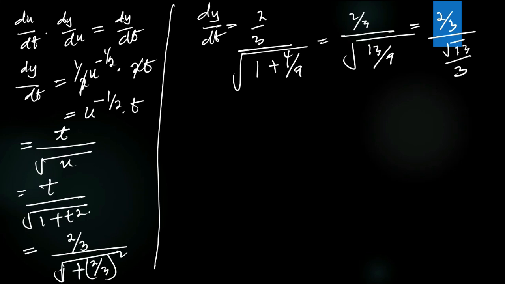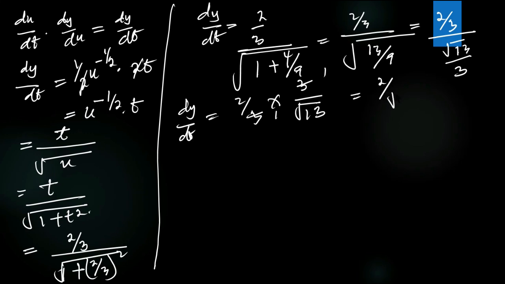Now we can rearrange this so that my dy dt will be the same thing as 2 over 3 times 3 over the square root of 13. The 3 here is 1, the 3 here is 1. So this is the same thing as 2 over the square root of 13. Now this is just dy dt.